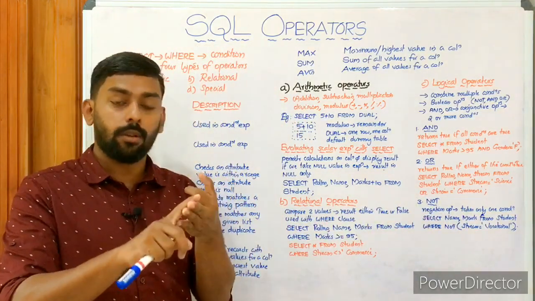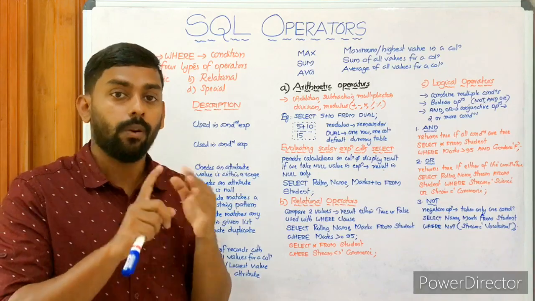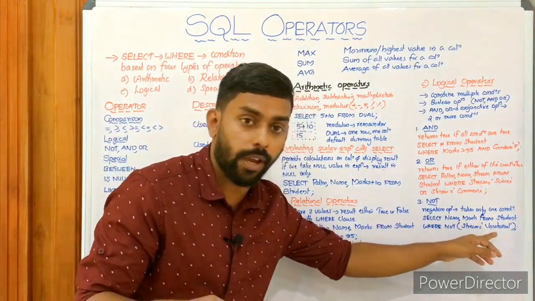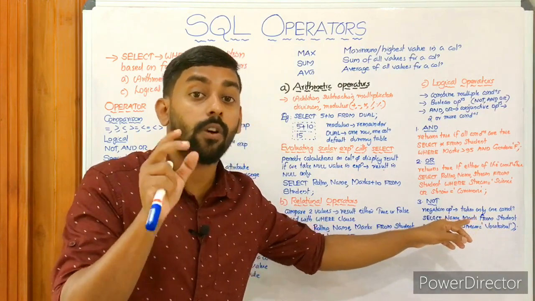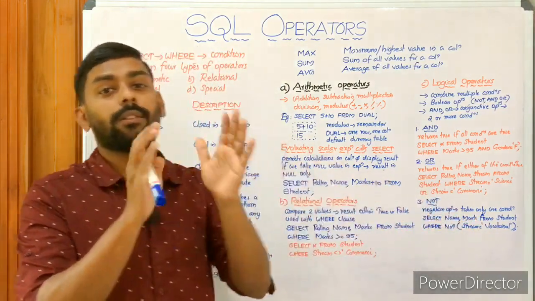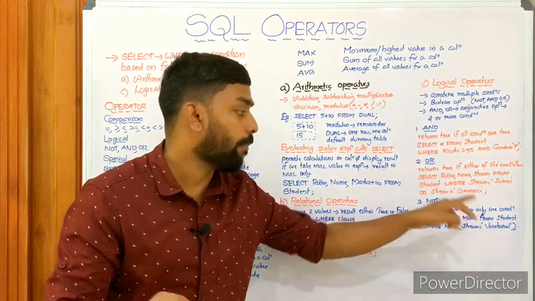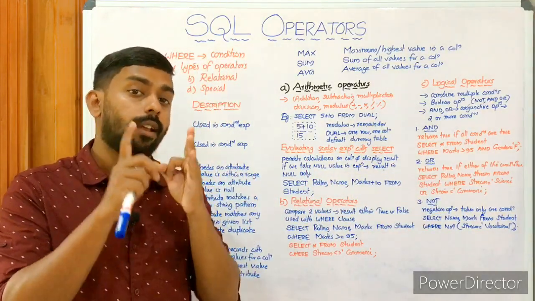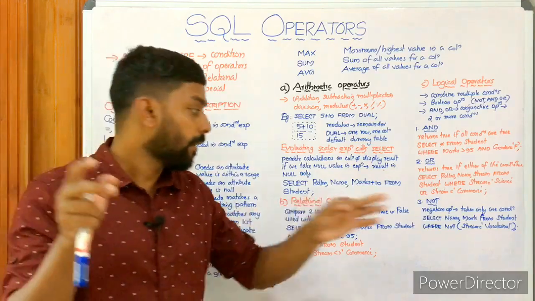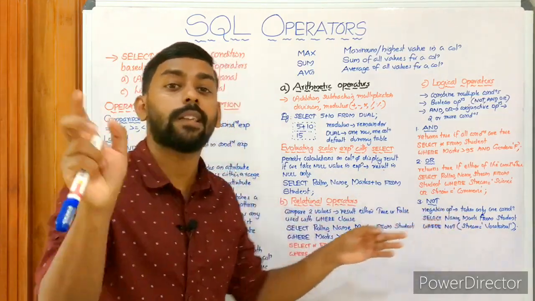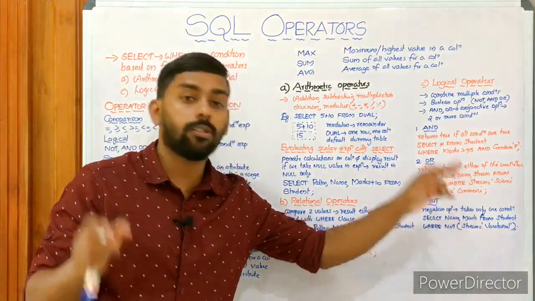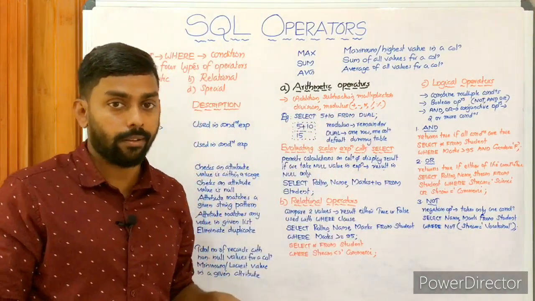We have science, commerce, humanities and vocational. Where stream not equal to vocational means it will not include the vocational stream. All other streams' name and marks will be displayed, right? Science, commerce and humanities students' name and marks will be displayed and vocational students will be discarded. They will be ignored because the condition given is not stream equal to vocational. Hope you get it.